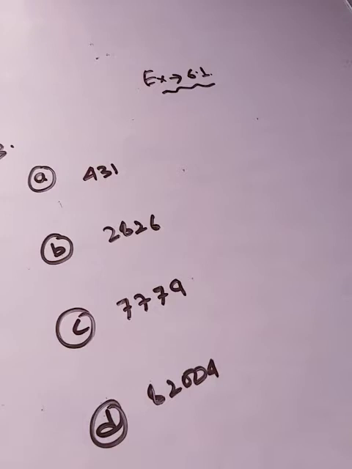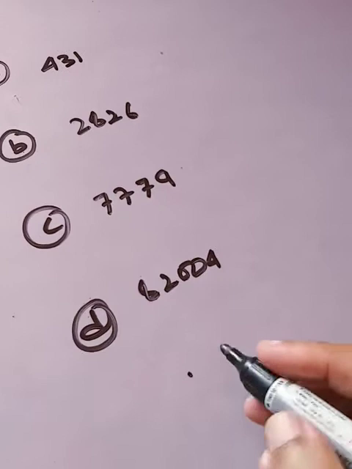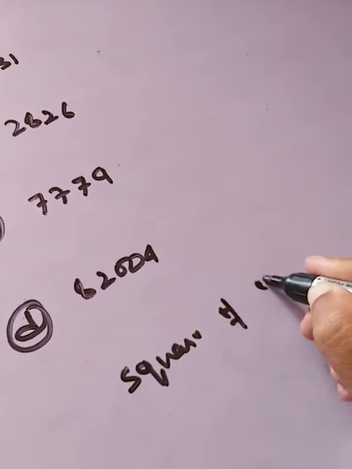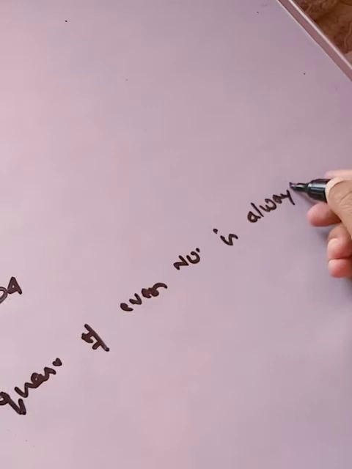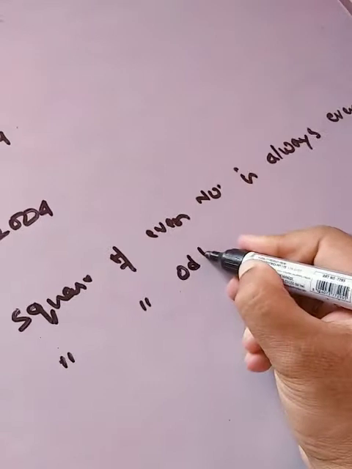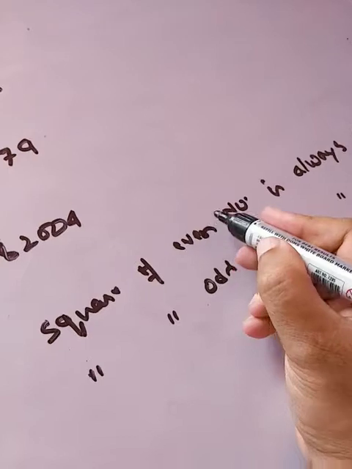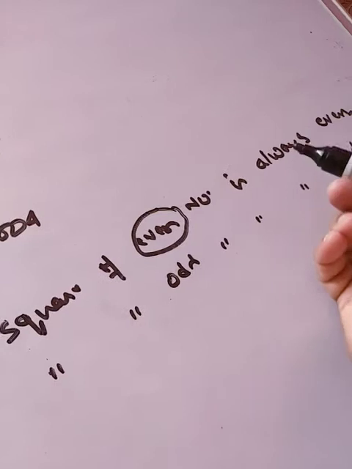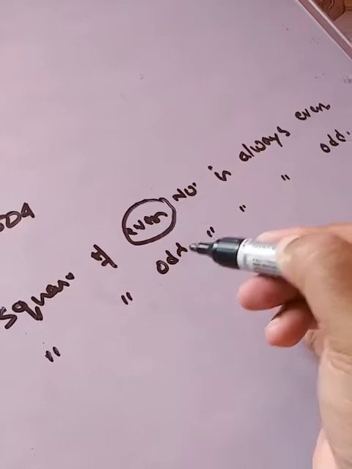Now I have already discussed the property of numbers. I said in my introduction video that the square of an even number is always even. Similarly, the square of an odd number is always odd. So if the number is even, its square will always be even, and if the number is odd, its square will always be odd.